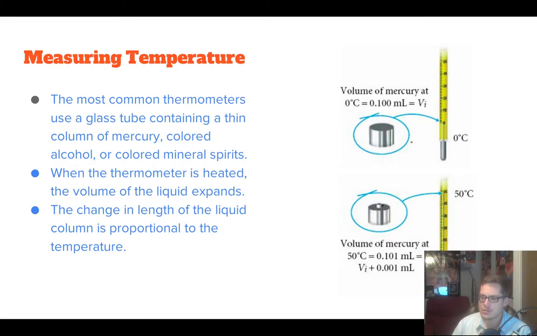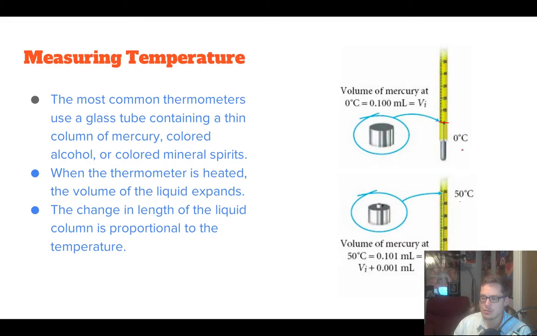But anyway, what they do is they take a bunch of mercury, they stick it in the bottom, and they put the thermometer in a substance where they know for sure what the temperature is. So in this case, they put it in something, and they knew it was at exactly 0 degrees. All right, and then they make a little mark saying, okay, this was 0 degrees, and then they put it in something else, and because of thermal expansion, they put it in 50 degrees.